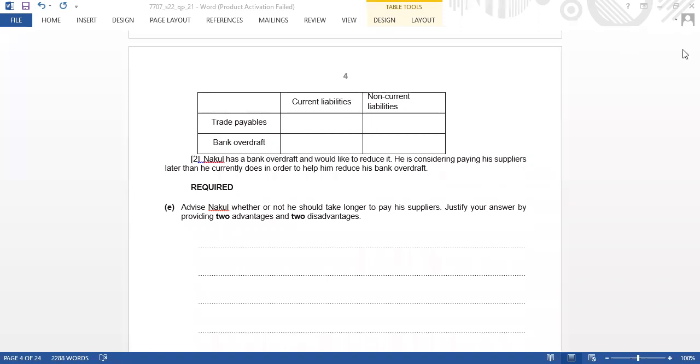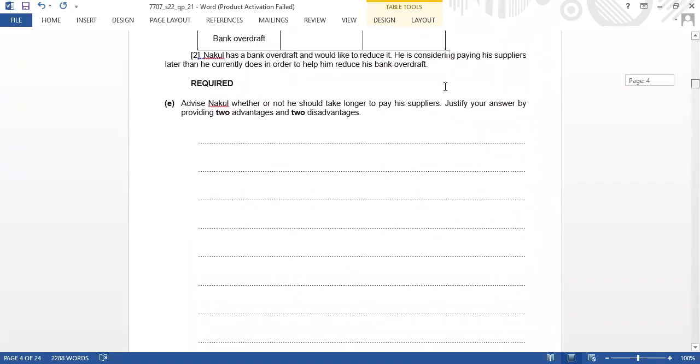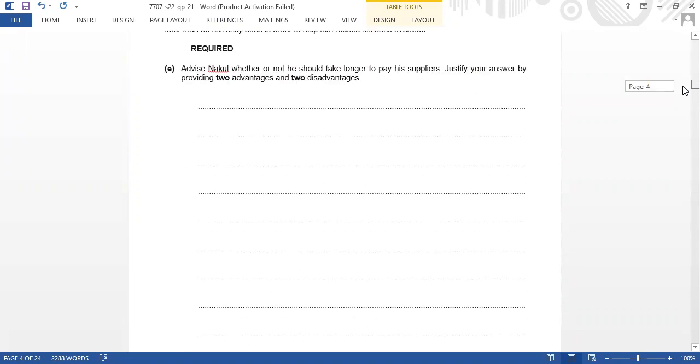Now we have: Nakul has a bank overdraft and would like to reduce it. He is considering paying his suppliers later than he currently does in order to help him reduce his bank overdraft requirement. Advise Nakul whether or not he should take longer to pay his suppliers. Justify your answer by providing two advantages and two disadvantages. It is of 5 marks.